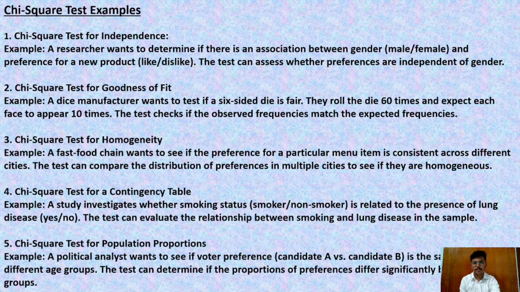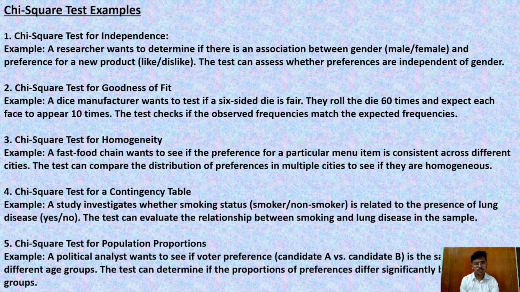Some of the chi-square examples are chi-square test for independence. A researcher wants to determine if there is an association between gender, male and female, and preferences for a new product. So the test can assess whether preferences are independent of gender. And goodness of fit example is, let's consider a dice manufacturer wants to check that a six-sided die is fair, and they roll the dice 60 times and expect each face to appear 10 times. The test checks if the observed frequency matches the expected frequency.